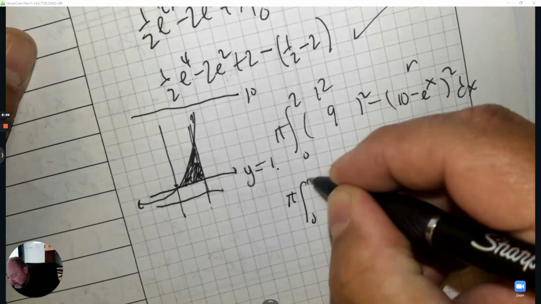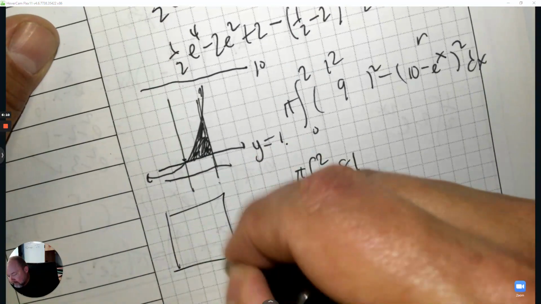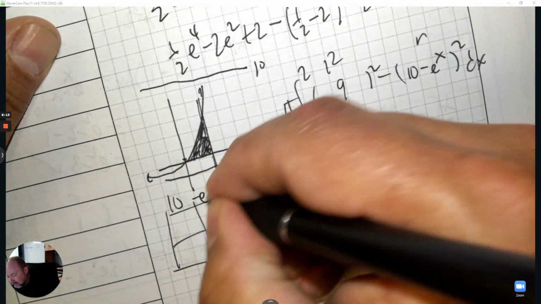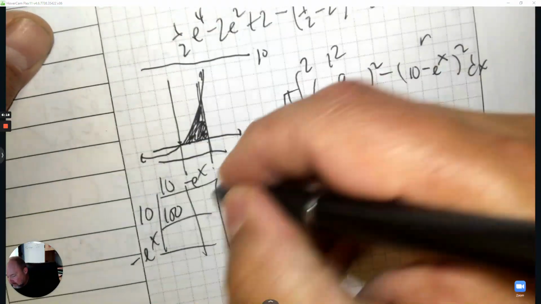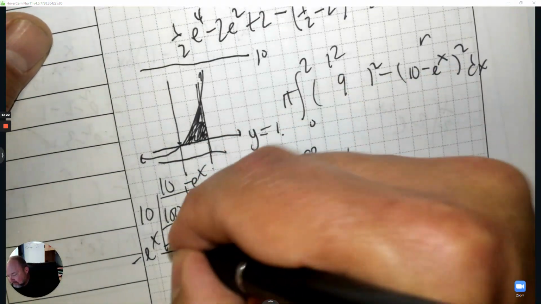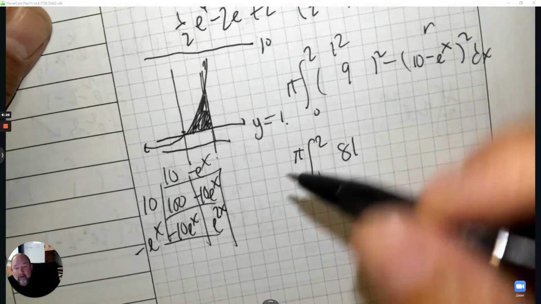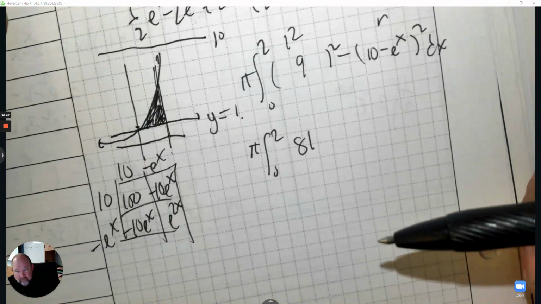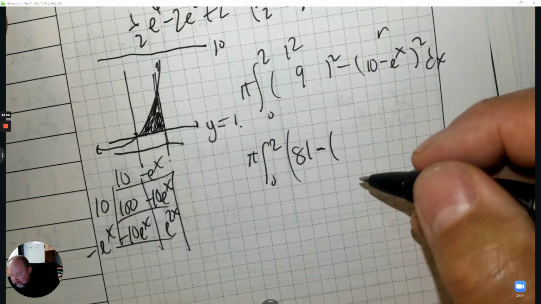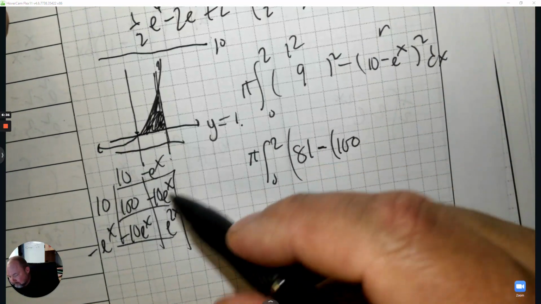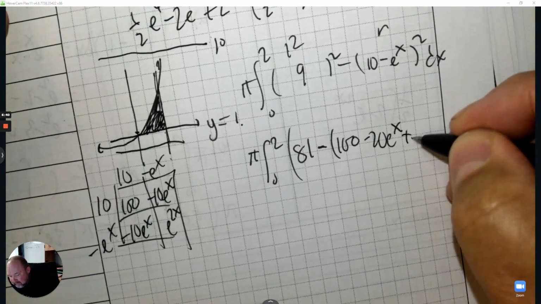I'm going to simplify this because I still have to, and I'm going to expand this. So 10 minus e to the x, I'm going to multiply it out. That's 100. It's not as bad as you think. Negative 10 e to the x. And then if I multiply this together, it's positive e to the 2x because you add the exponents together. So this is what you end up having. I'm going to use parentheses here. It has 100 minus 20e to the x plus e to the 2x.